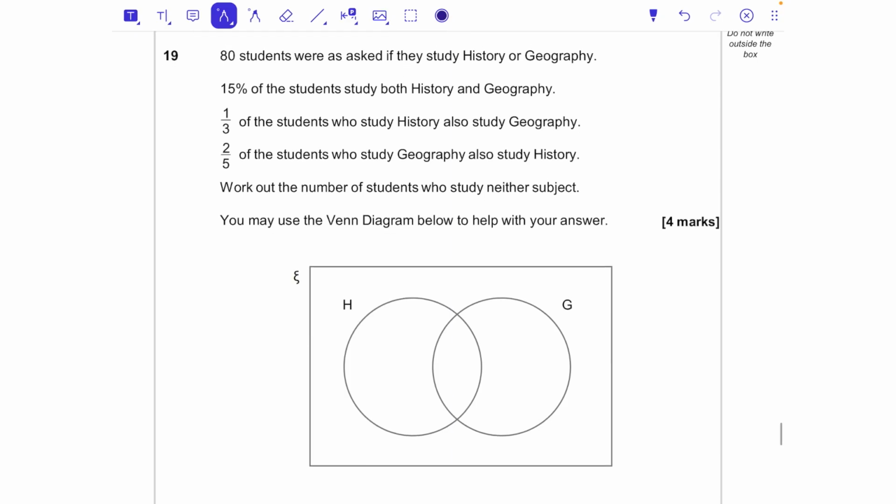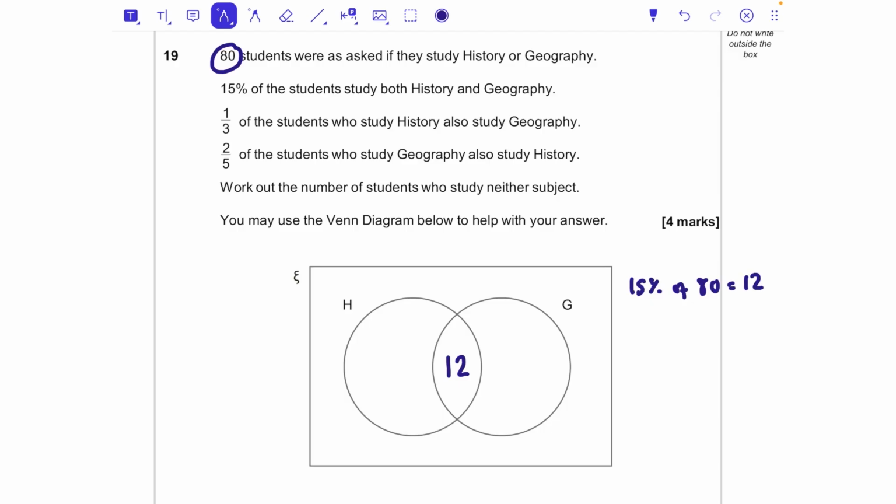Question number 19. 80 students were asked if they study history or geography. 15% of the students study both history and geography. So of the 80 students, 15% study both, and 15% of 80 is going to be 10%, which is 8, 5%, which is 4, added together, so that is 12 students. So 15% of 80 is 12.